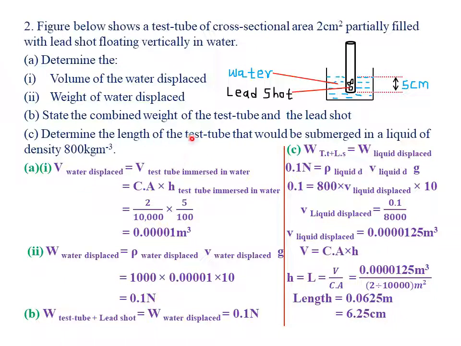So that is the length of the test tube that will be submerged in a liquid of density 800 kilogram per cubic meter. Again, the principle that we are using is that the sum of upward forces must be equal to downward forces. So the downward force is simply the total weight acting down, then the upward force is the upthrust, which is equal to the weight of the fluid displaced.